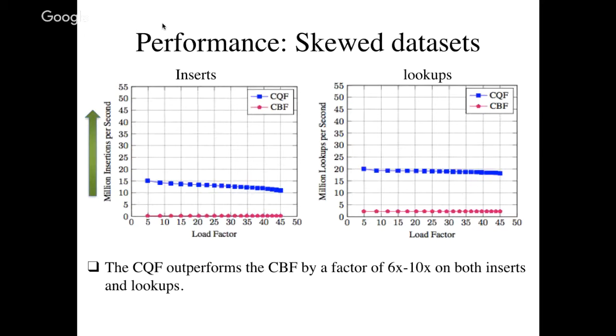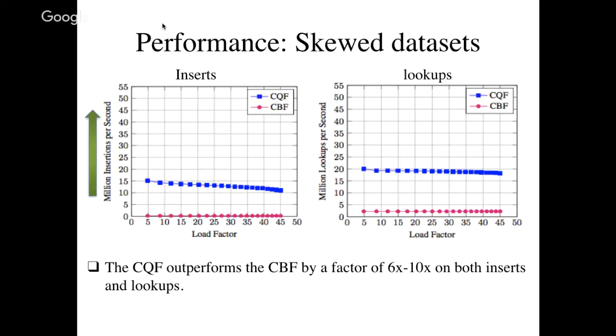Now let's see the evaluation on a skewed data set, comparing the counting quotient filter against a counting Bloom filter. The experiments are pretty much the same. On the left-hand side, we have the insert throughput. On the right-hand side, we have the lookup throughput, and higher is better. And the x-axis is the load factor. The data sets here are skewed, and they are generated using a Zipfian distribution with a constant of 1.5. You can see for both the insert and lookup throughput, the counting quotient filter is 6 to 10 times faster than the counting Bloom filter.